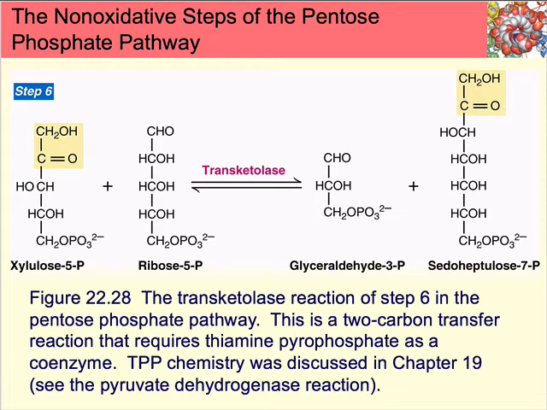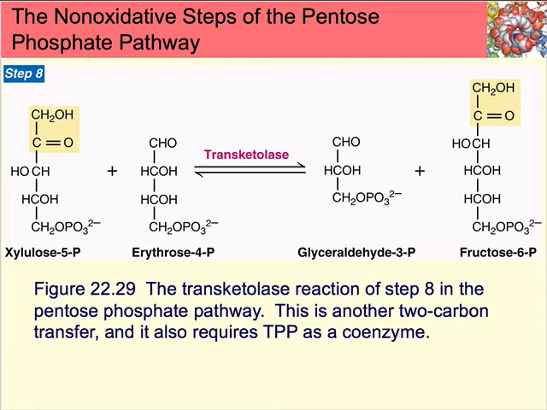The transketolase reaction of step 6 in the pentose phosphate pathway is shown here. Xylulose 5-phosphate and ribose 5-phosphate are converted to glyceraldehyde 3-phosphate and sedoheptulose 7-phosphate. This is a 2-carbon transfer that requires thiamine pyrophosphate as a coenzyme. We discussed thiamine chemistry back in chapter 19, and you should look at that in the pyruvate dehydrogenase reaction.